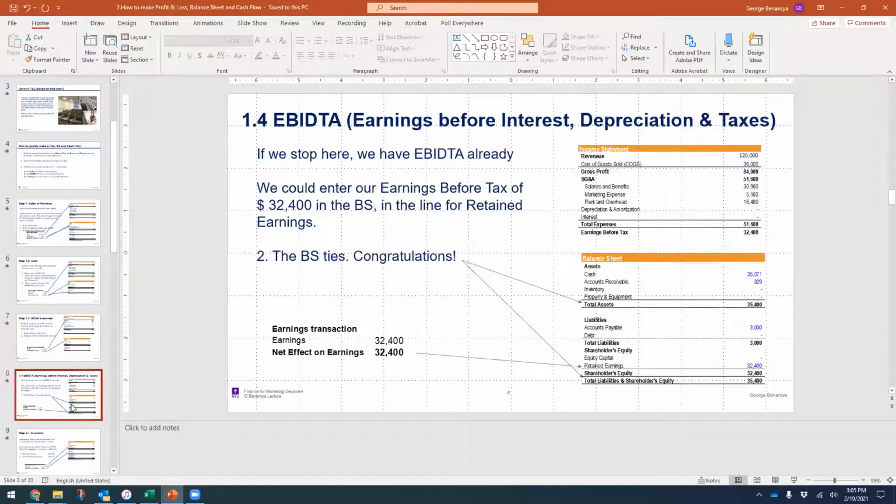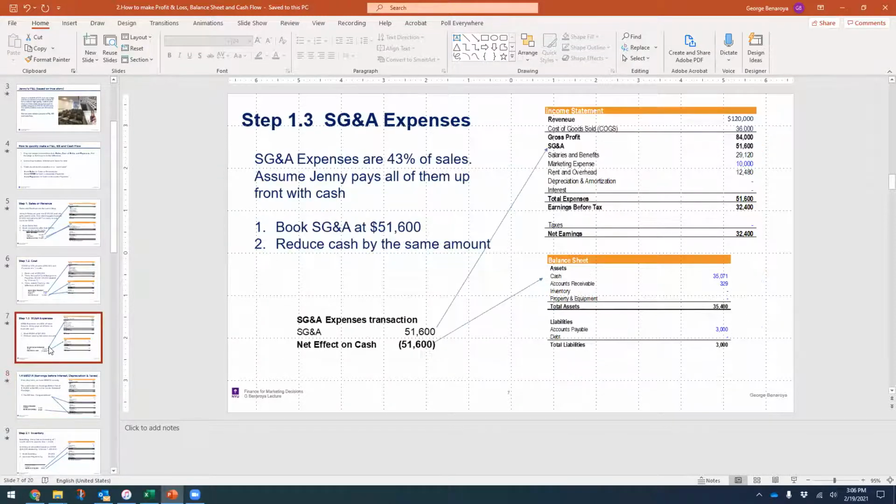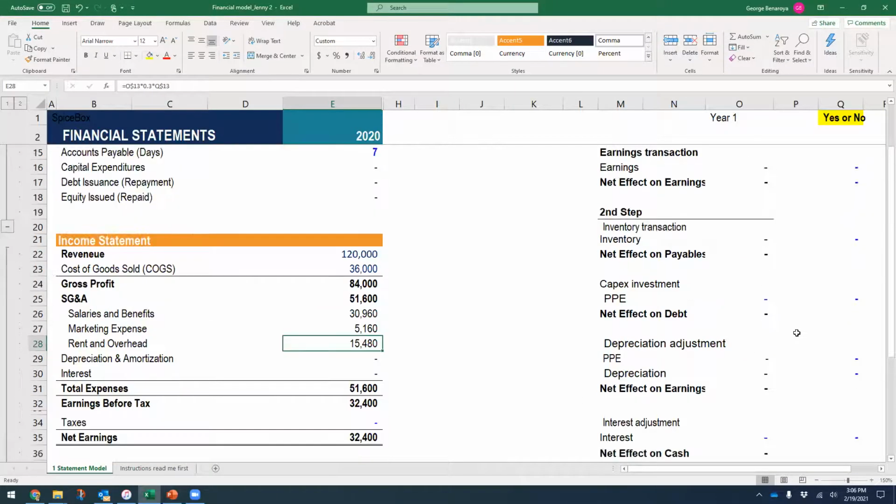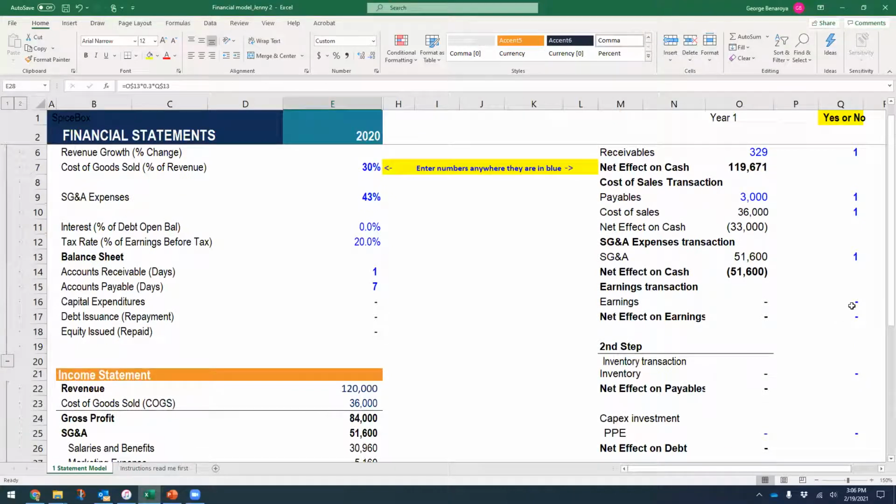On the next step, we are going to look at how much money we have made. And if we stop here, we will have something called EBITDA, or earnings before interest, depreciation, and taxes. And we need to make the numbers tie. So if you think about it, we said that the earnings were $32,400. And now what's missing here is that we haven't booked that on the balance sheet. So all what we have to do is go to this cell, earnings, put a 1, and this will recalculate everything.